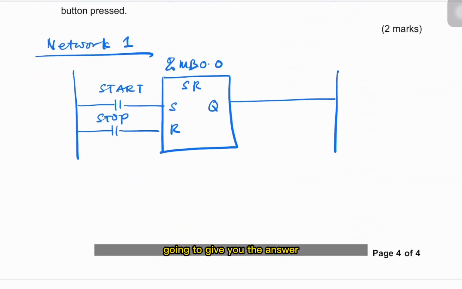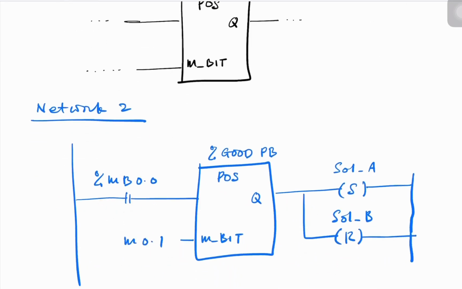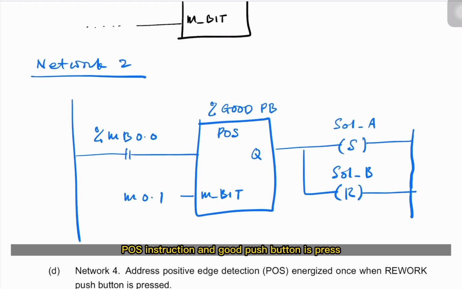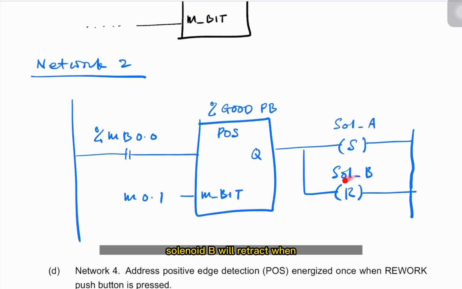Going to review the answer. So we have network 1 using a set and reset flip-flop. Start push button will energize internal bit MB 0.0 and MB 0.0 will turn on. So this one will turn on, enable the POS instruction. When the good push button is pressed, solenoid A will extend, solenoid B will retract.